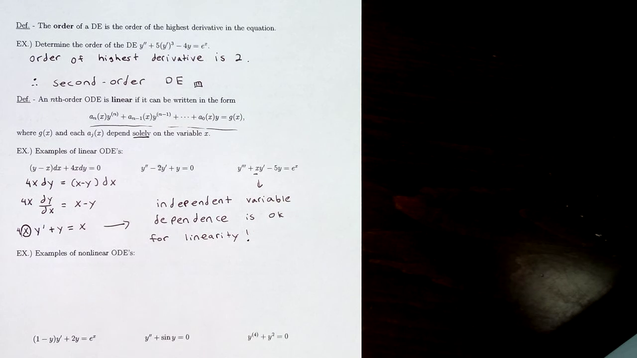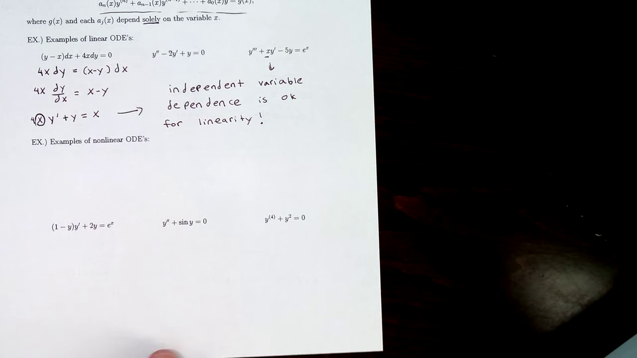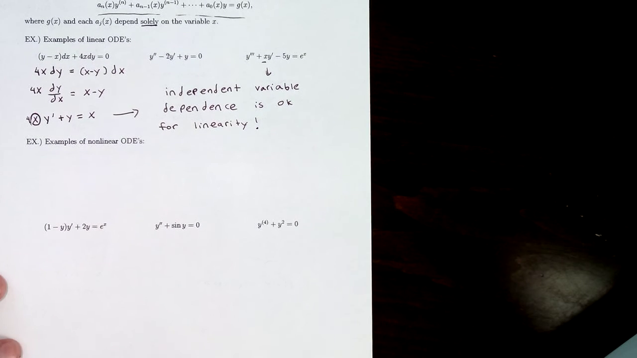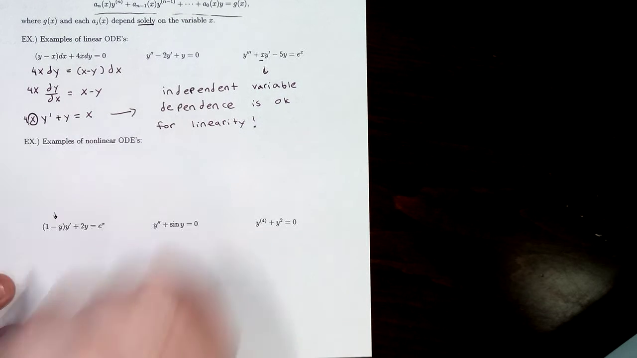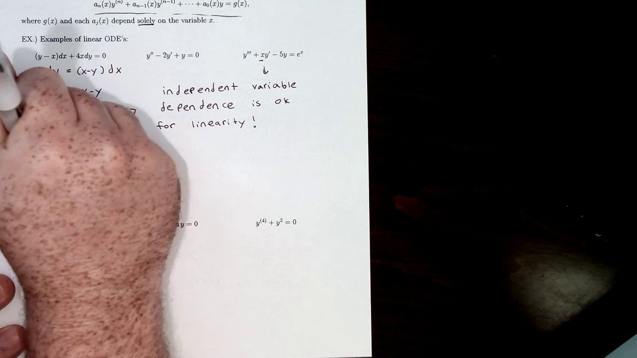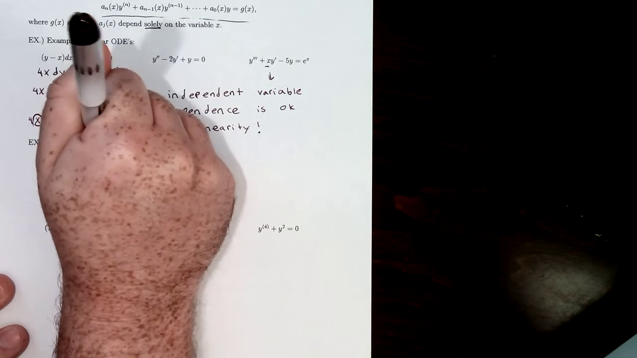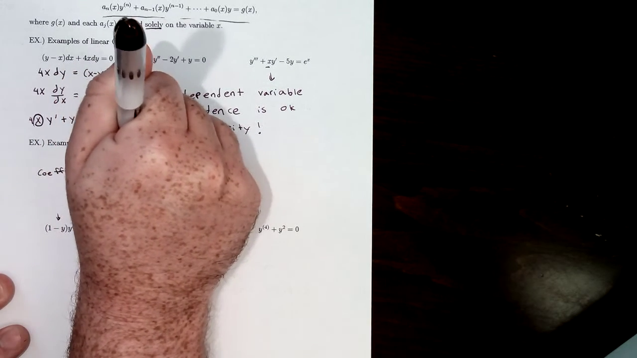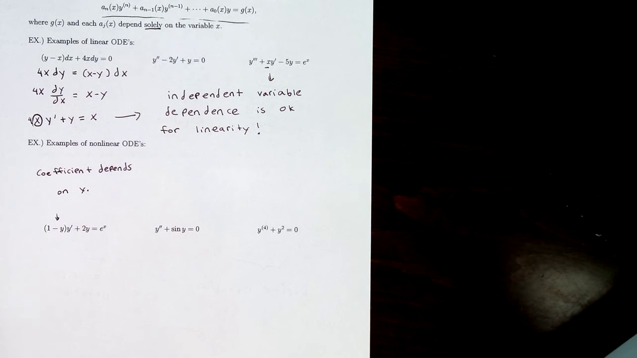Now, since we went over some linear ordinary differential equations, I have some examples of nonlinear ones, and we'll go over why each one isn't linear. So for example, for the first one, we have (1 minus y) y prime plus 2y equals e to the x. Well, the issue for the first one is that the coefficient depends on y.